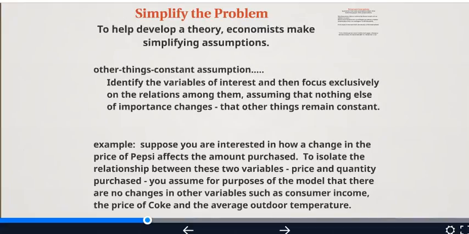That other things remain constant. So an example is, suppose you are interested in how a change in the price of Pepsi affects the amount purchased. So we're just going to change the price of Pepsi, and you're trying to figure out how it affects the amounts purchased. To isolate the relationship between these two variables, the price of Pepsi and the quantity purchased, you assume, for purposes of the model, that there are no changes in other relevant variables, such as consumer income, the price of Coke, the average outdoor temperature. Okay, those are all simplifying assumptions.